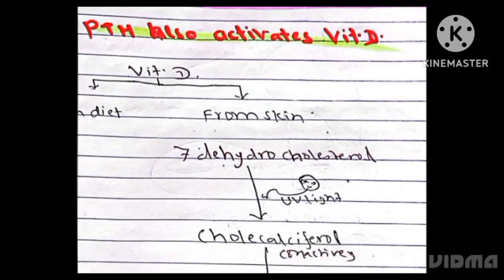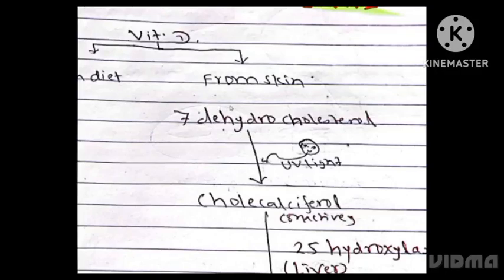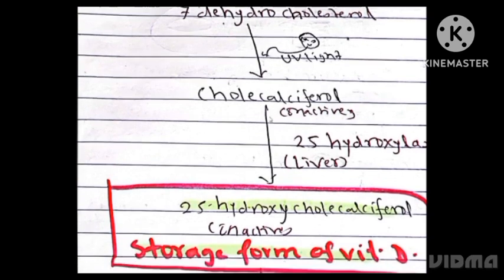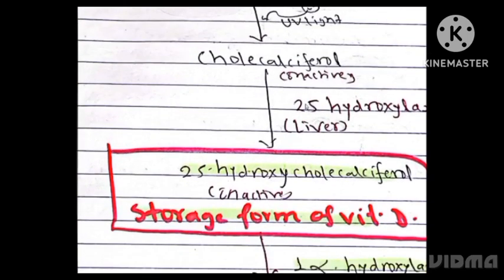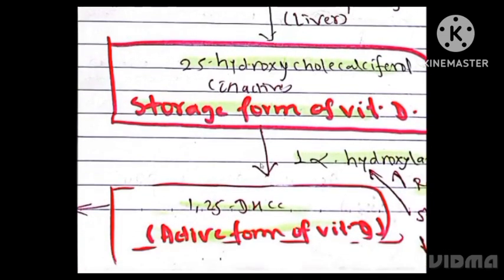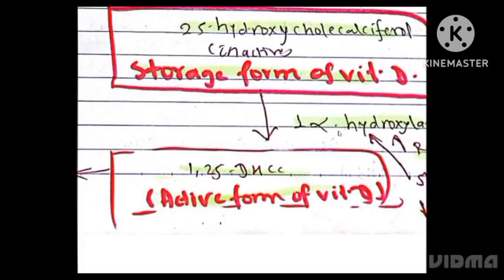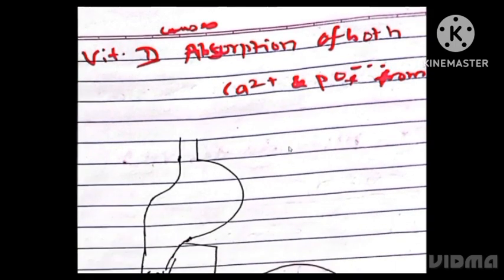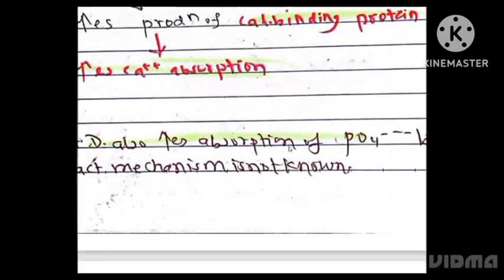There is also another mechanism. PTH also activates vitamin D. Okay, I have already discussed that there is 7-dehydrocholesterol present in skin. UV light acts upon this to form cholecalciferol, which is acted upon by 25-hydroxylase in the liver to form 25-hydroxycholecalciferol, finally acted upon by alpha-1 hydroxylase in the kidney to form DHCC, which is the active form of vitamin D. Now this DHCC causes absorption of calcium and phosphate both from intestine.